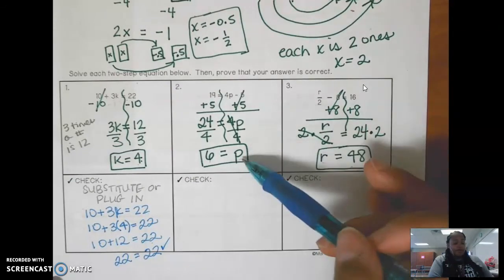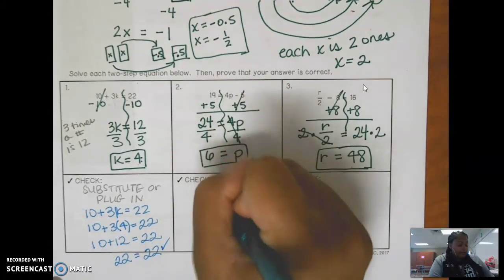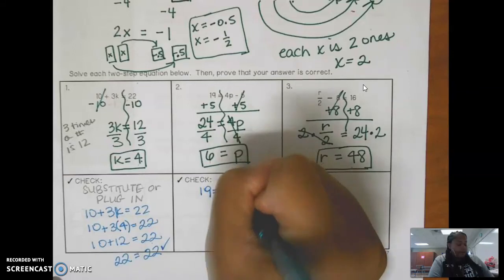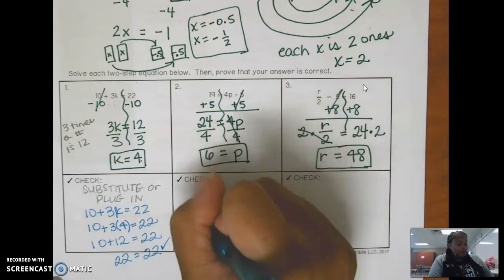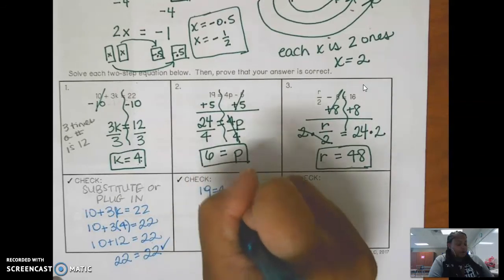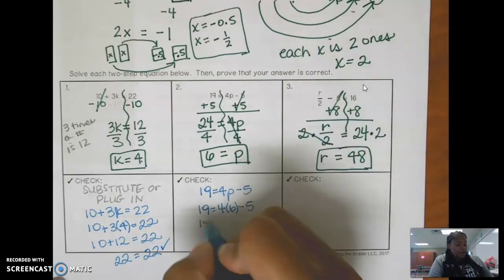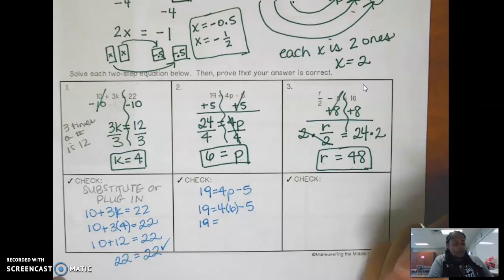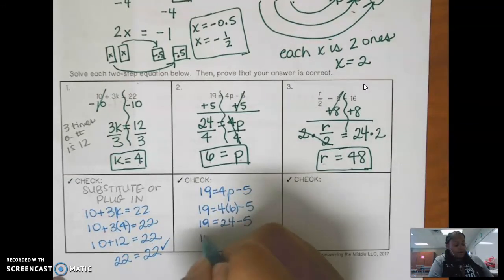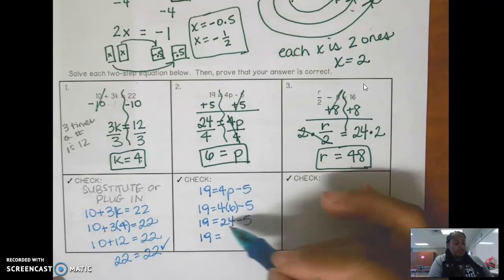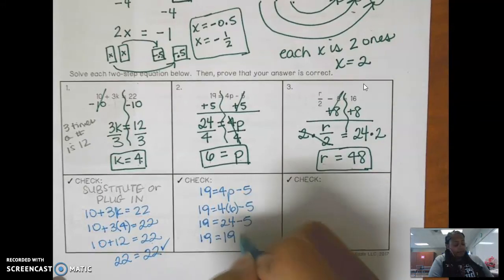Next, I'm going to do p equals 6. So 19 equals 4p minus 5. I'm going to take out p and I'm going to put in 6. So 19 equals 4 times 6 minus 5. 19 equals 4 times 6 is 24 minus 5. 19 equals, do the math, 24 minus 5 is 19, and it checks out.